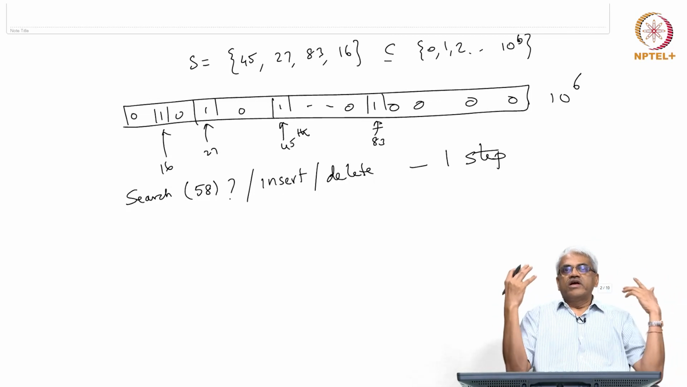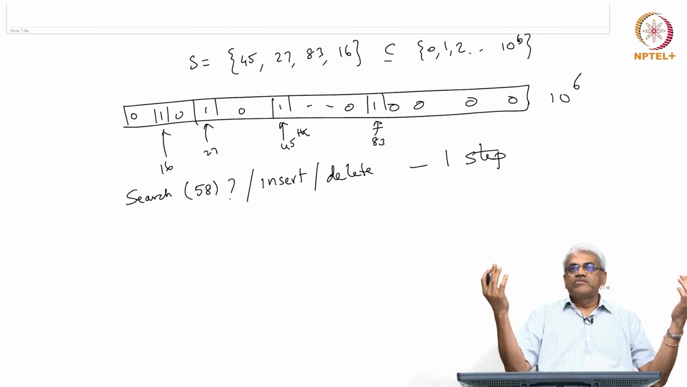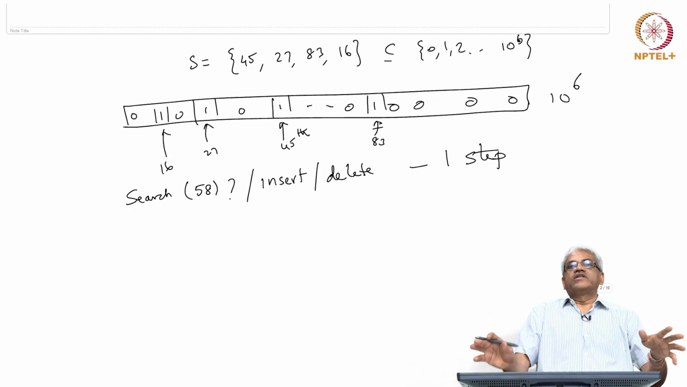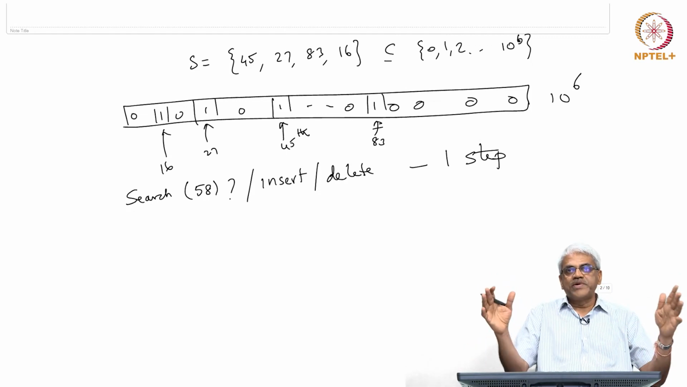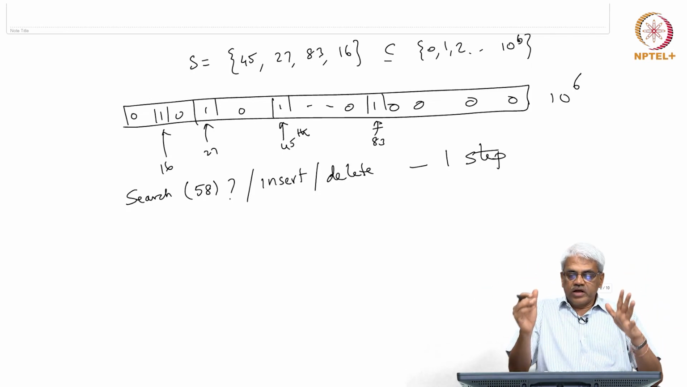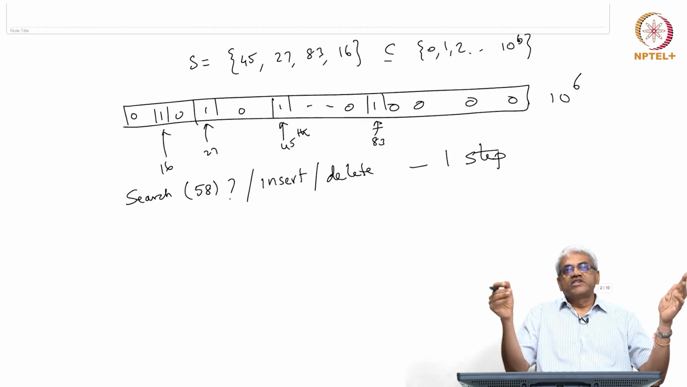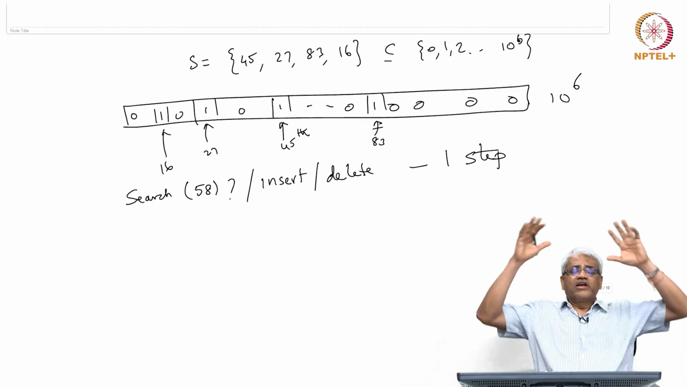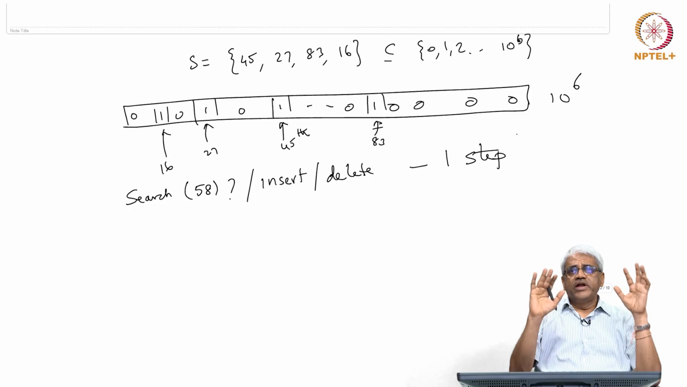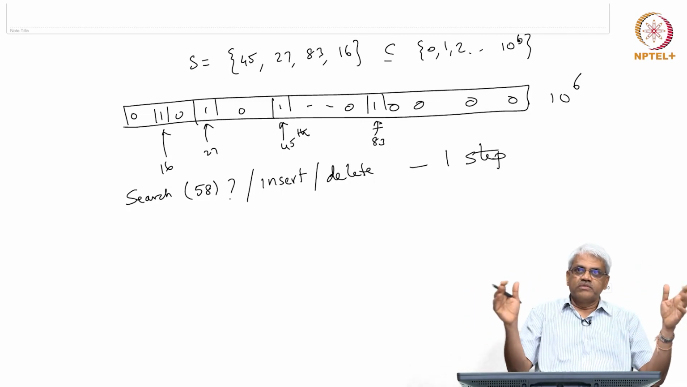Good, we were having log n time solutions. Now we have beaten it, and we said we can do it in this special case where we know some range. I can do all these insert, search, delete operations in one step. Nothing complicated, no AVL tree, no B tree, nothing, just one huge bit vector.